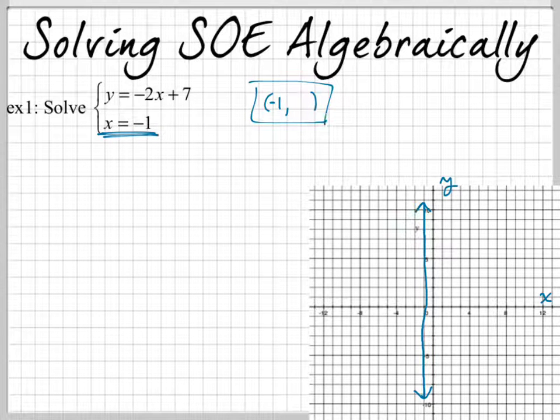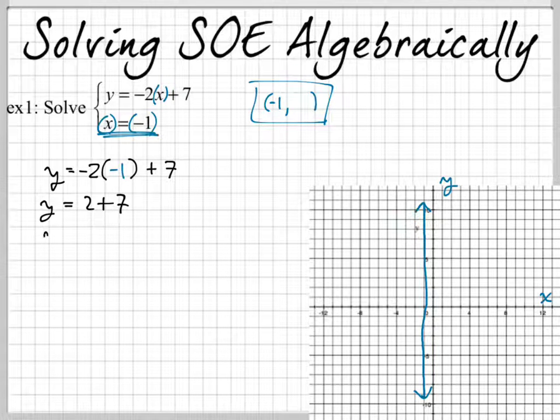We have the -1. And to find the y, we're going to take the -1 right here and plug it into the x, because that's what x equals. So we're going to say y equals -2 times x plus 7. And my x right now is -1. Then -2 times -1 is 2, and 2 plus 7 is 9. Our answer is (-1, 9).